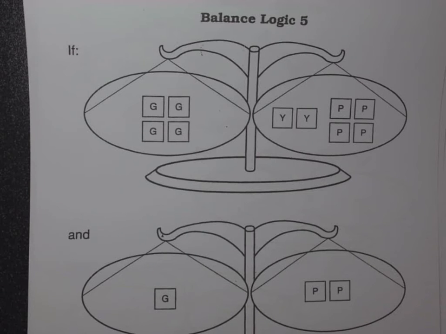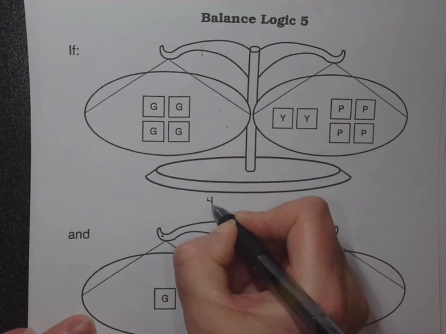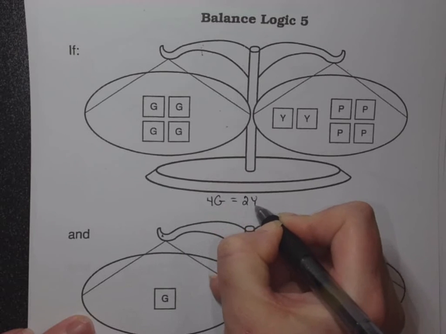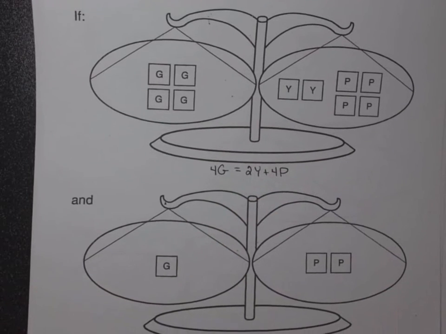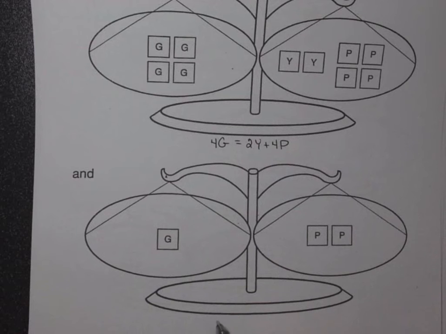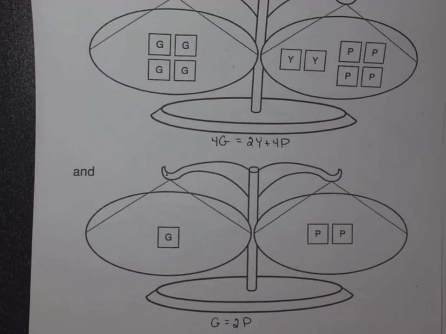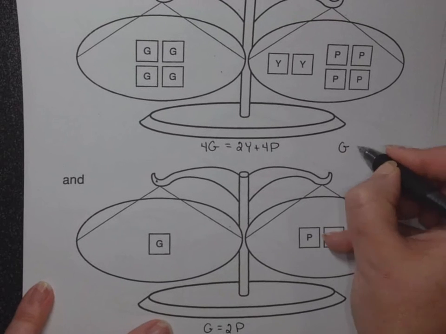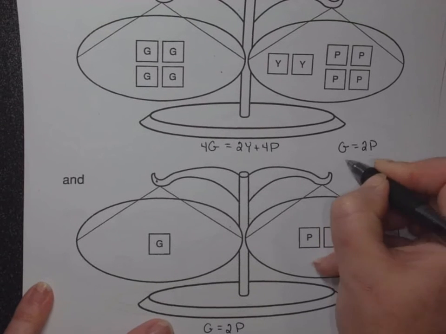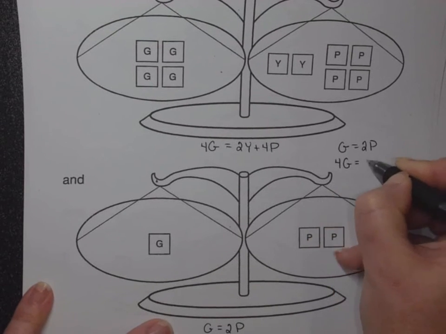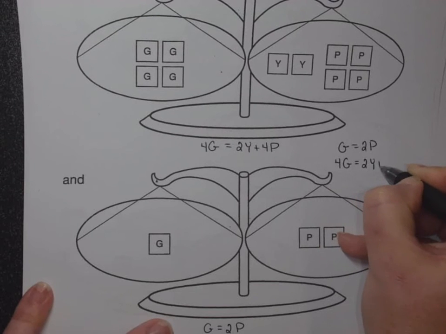Okay. All right, so let's talk about what equation we get here. We know that 4g equals 2y plus 4p. And then we know that g equals 2p. Okay, so we can kind of put some of these things together if we want to. So I'm going to write them together and see if I can work that out. So g is going to be 2p, and then 4g is going to be 2y plus 4p.